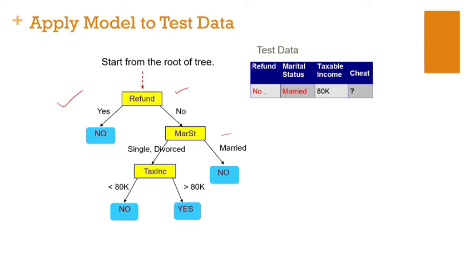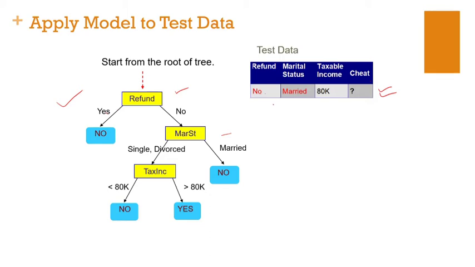Refund is no. For this, we don't know yet whether it is going to cheat or not. We want to predict this one. Okay, refund is no, so we go to the root node. When we have refund, yes or no, it means no is here.